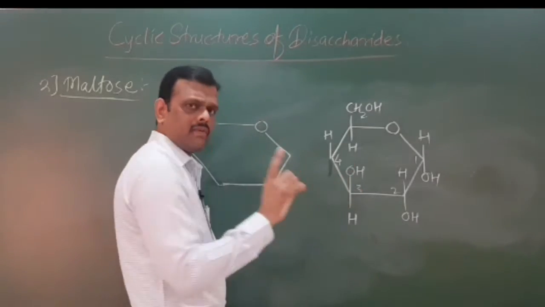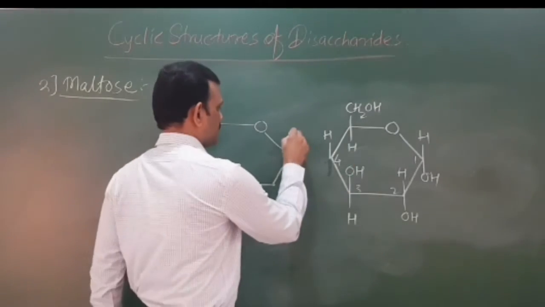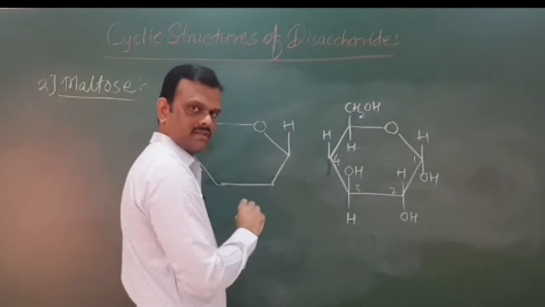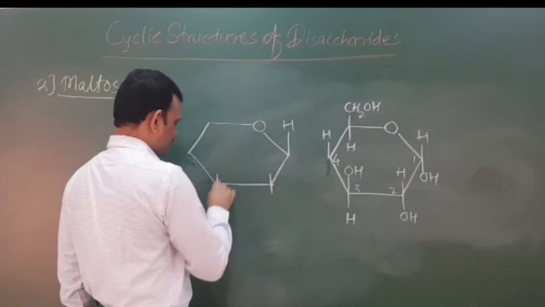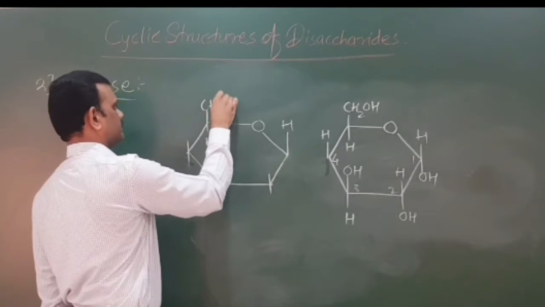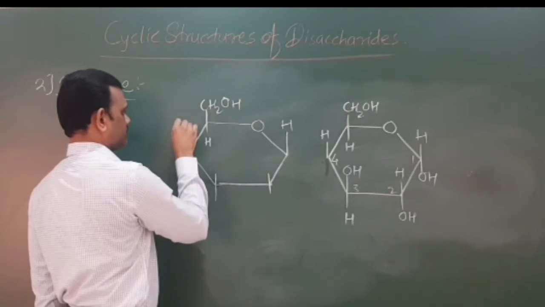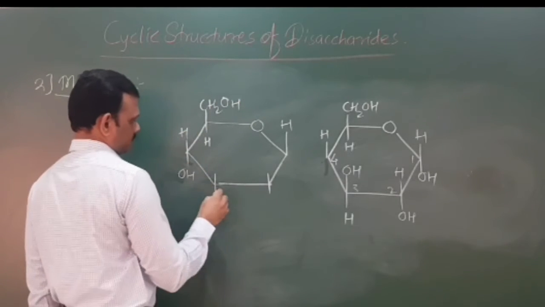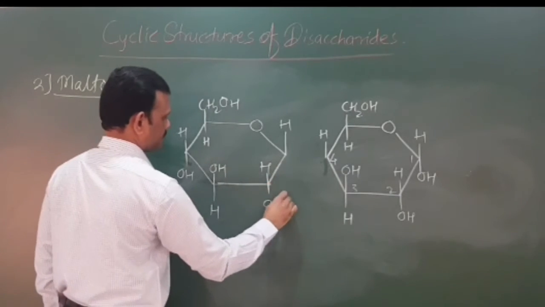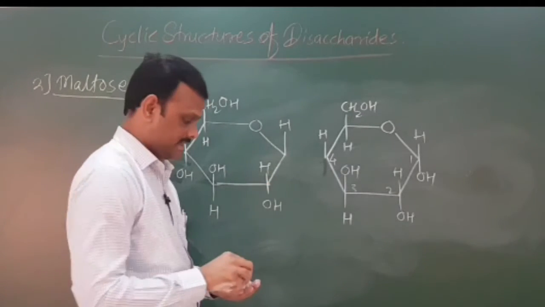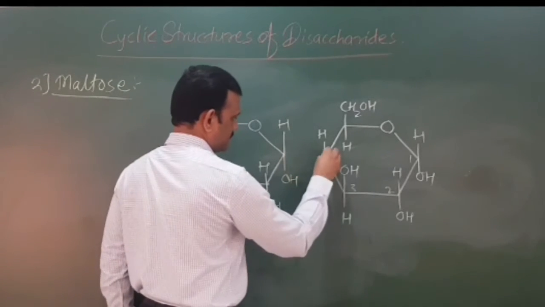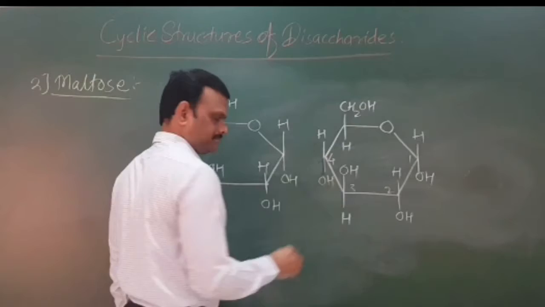Now again alpha D glucose, therefore C1 H is on the upper part and OH is downwards. Remaining parts as it is. Now what is the exact change? This one is an OH group. This one is also an OH group.